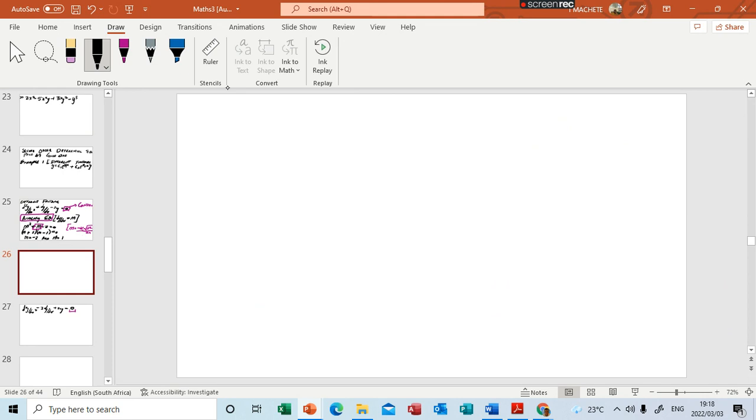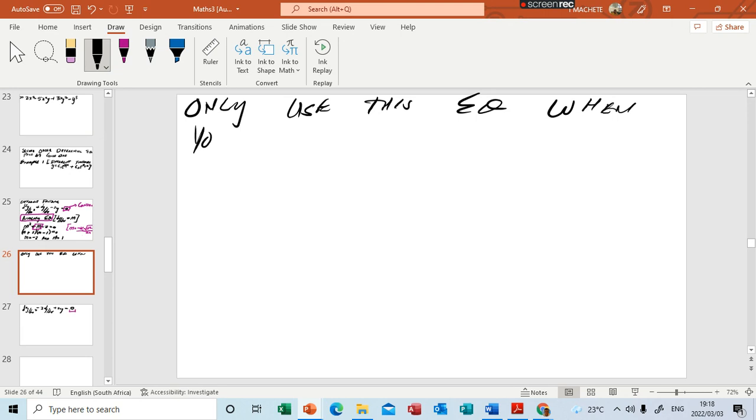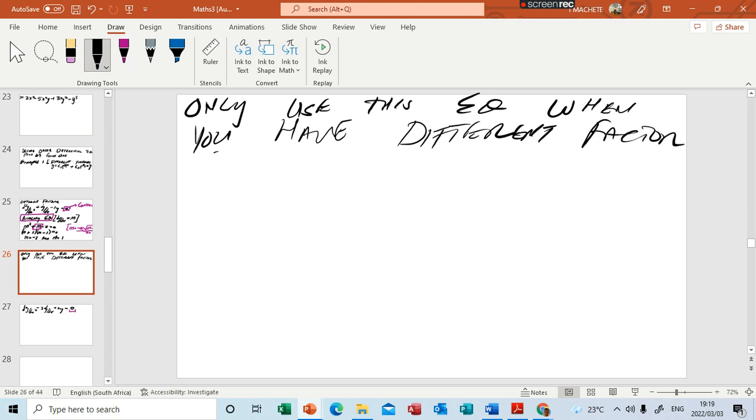The linear equation, this equation that I'm gonna write here, guys, please note that you only use this equation when you have got different factors from your auxiliary equation.